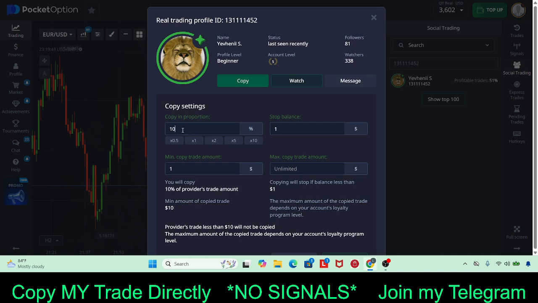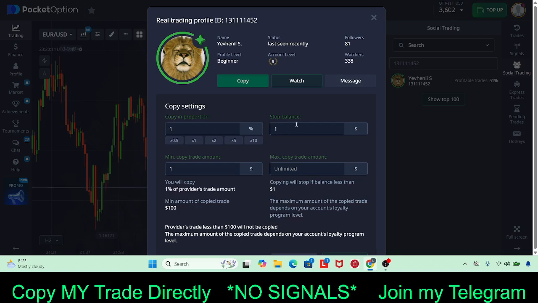Now if you increase this percentage to 10, then the same thing happens. Whenever we make $200 per trade, you will copy $20 per trade. If you make it 15%, whenever we make $200 per trade, you will be copying $30 per trade. So you need to understand that 1% of $200 is $2, right? In this way you need to set up this copying proportion.